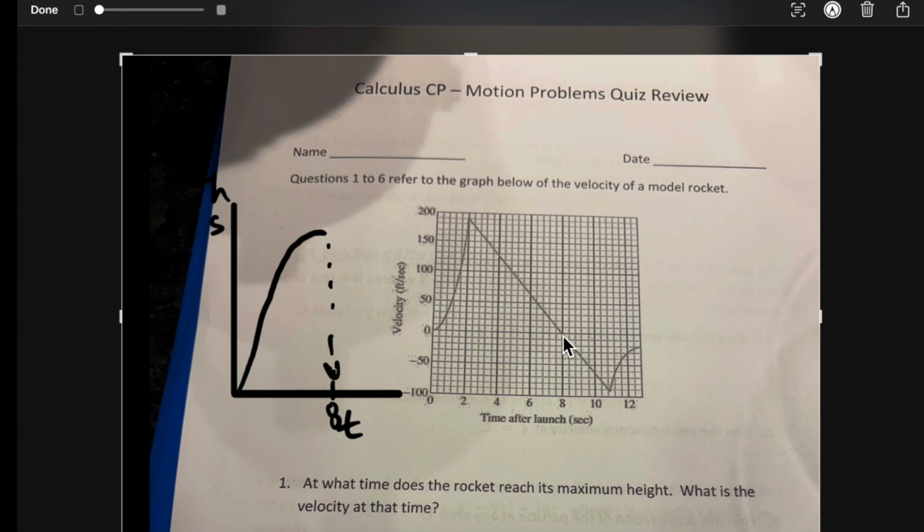Because after that, 0 in the upwards direction. Remember, velocity has direction. After t equals 8, you're going to see the velocity becomes negative. And when the velocity becomes negative, that means the height of the graph is going to be moving in a negative direction.